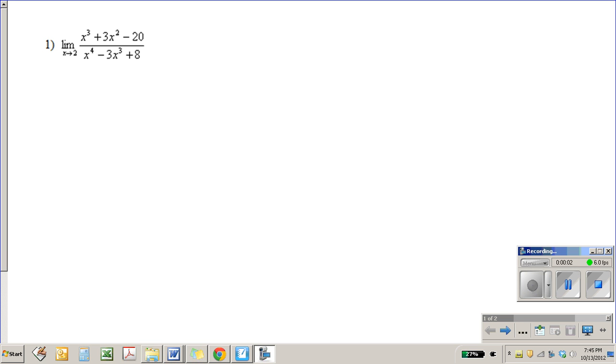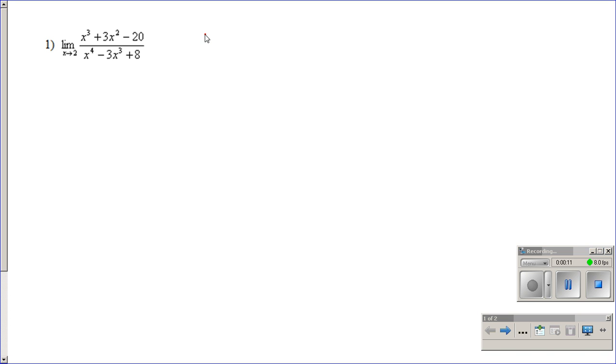Okay, so number one, the first thing you always want to do is substitute the value in to see what kind of limit it is. So first I'm going to substitute in the 2. So I want to know what the answer is. So 2 to the third plus 3 times 2 squared minus 20 over 2 to the fourth minus 3 times 2 to the third plus 8.